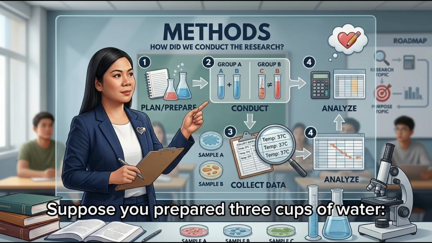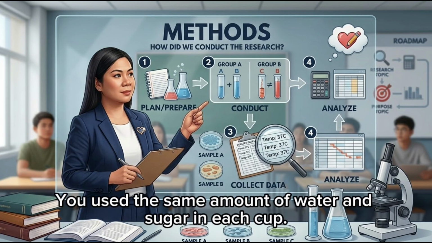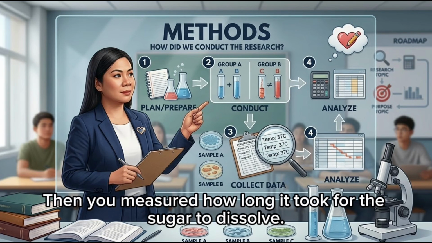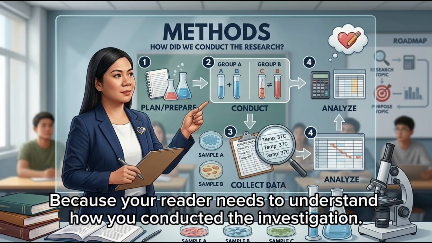Suppose you prepared 3 cups of water, one with cold water, one with room temperature water, and one with warm water. You used the same amount of water and sugar in each cup. Then you measured how long it took for the sugar to dissolve. All of those details belong in the Methods section. Why? Because your reader needs to understand how you conducted the investigation.